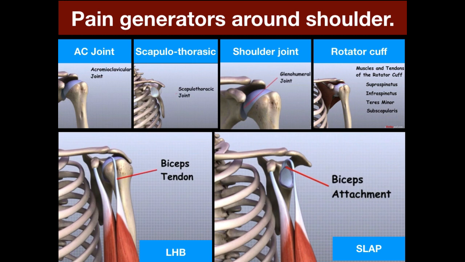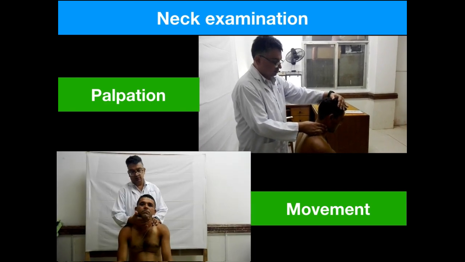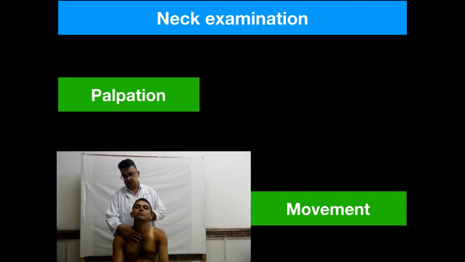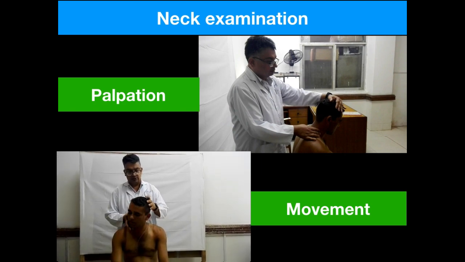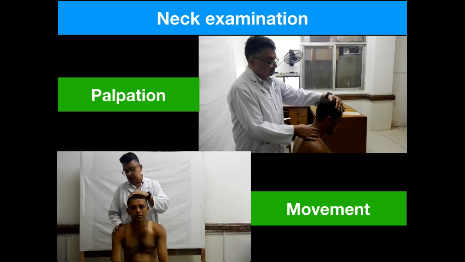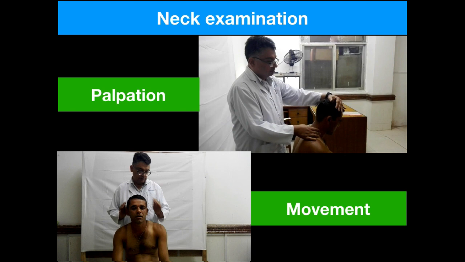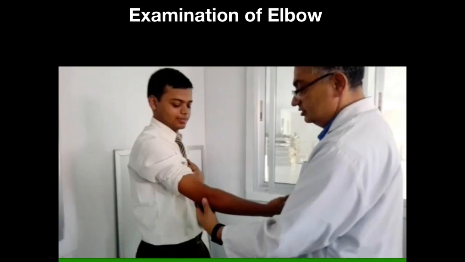And even the biceps tendon, which is not considered a rotator cuff muscle, lies very near to the rotator cuff and may be a source of the pain in a particular patient. So the examination of the shoulder should start with the examination of the neck. We have to palpate the spinous process and the paraspinal muscles and then gently do the movement of the neck. That will give us an idea about the status of the patient's neck.